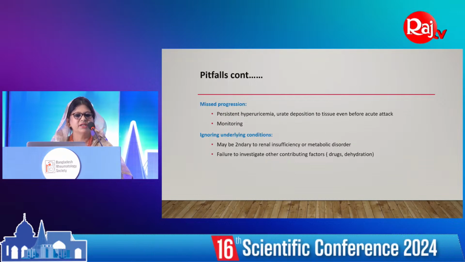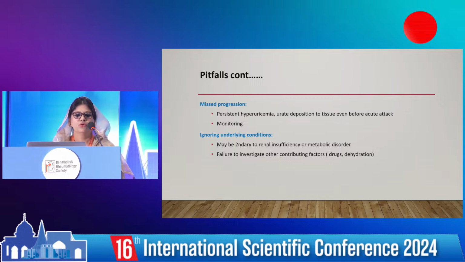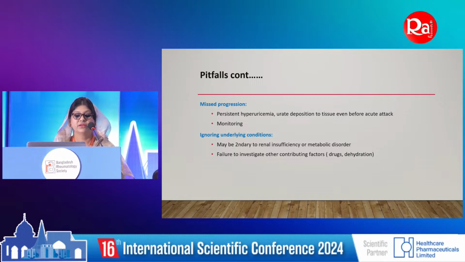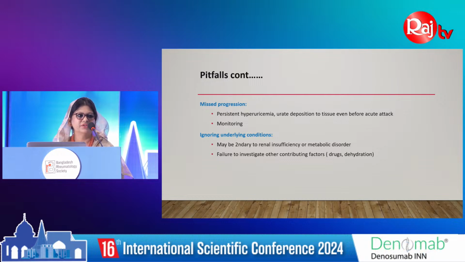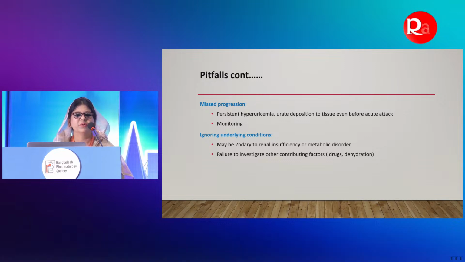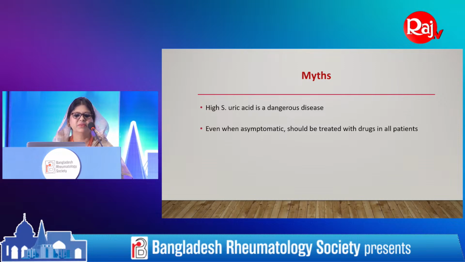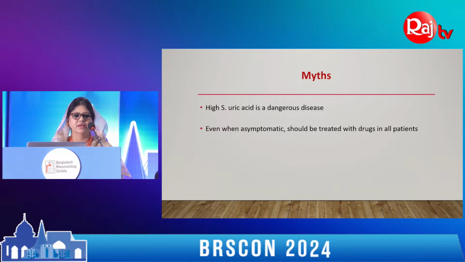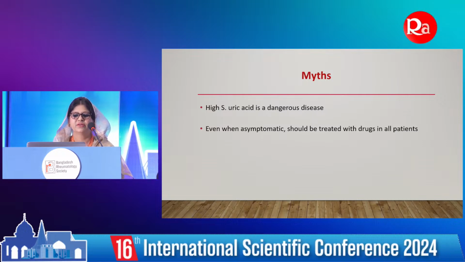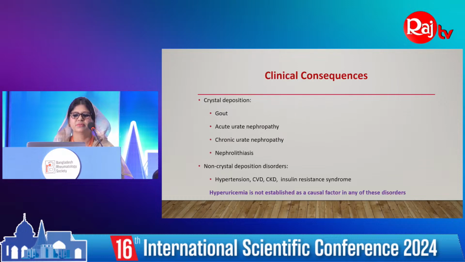Patients should be adequately counseled. We should not ignore the underlying conditions. Maybe secondary to renal insufficiency, this hyperuricemia can occur, and investigating other contributory factors that I have shown, drugs, dehydration, etc., should be mandatory. There is a myth that a high serum uric acid level is very dangerous, and it should be treated as soon as possible.